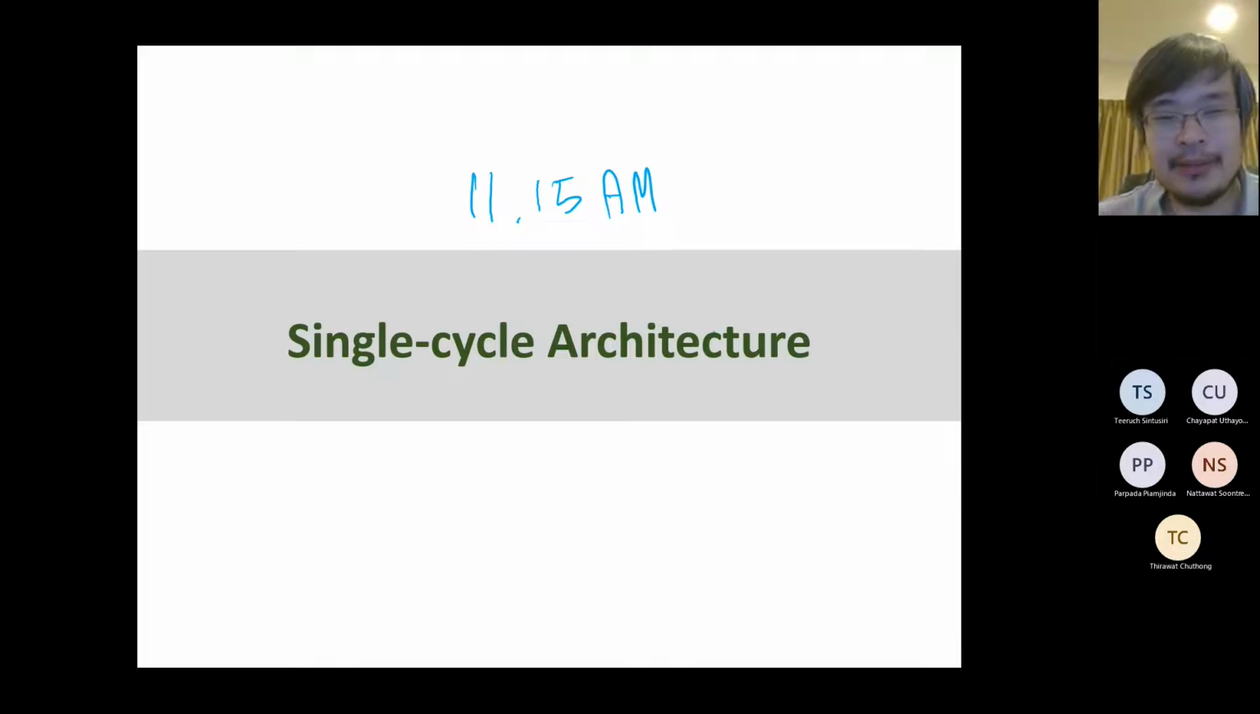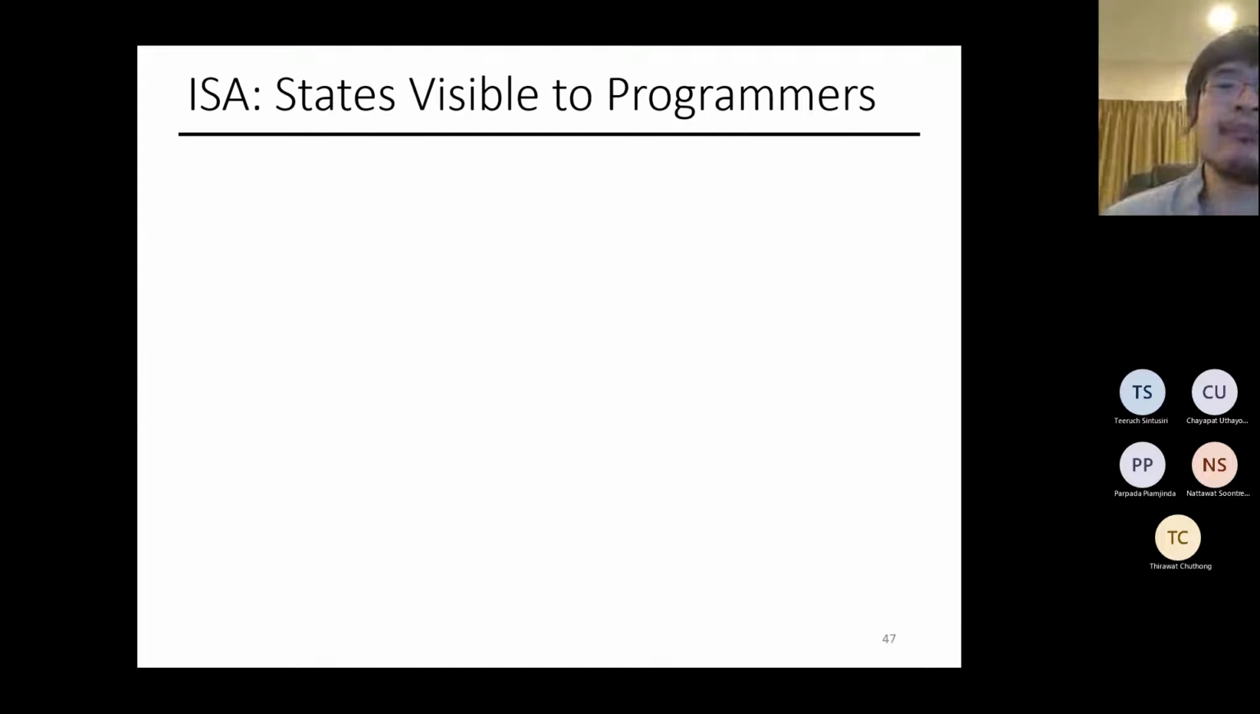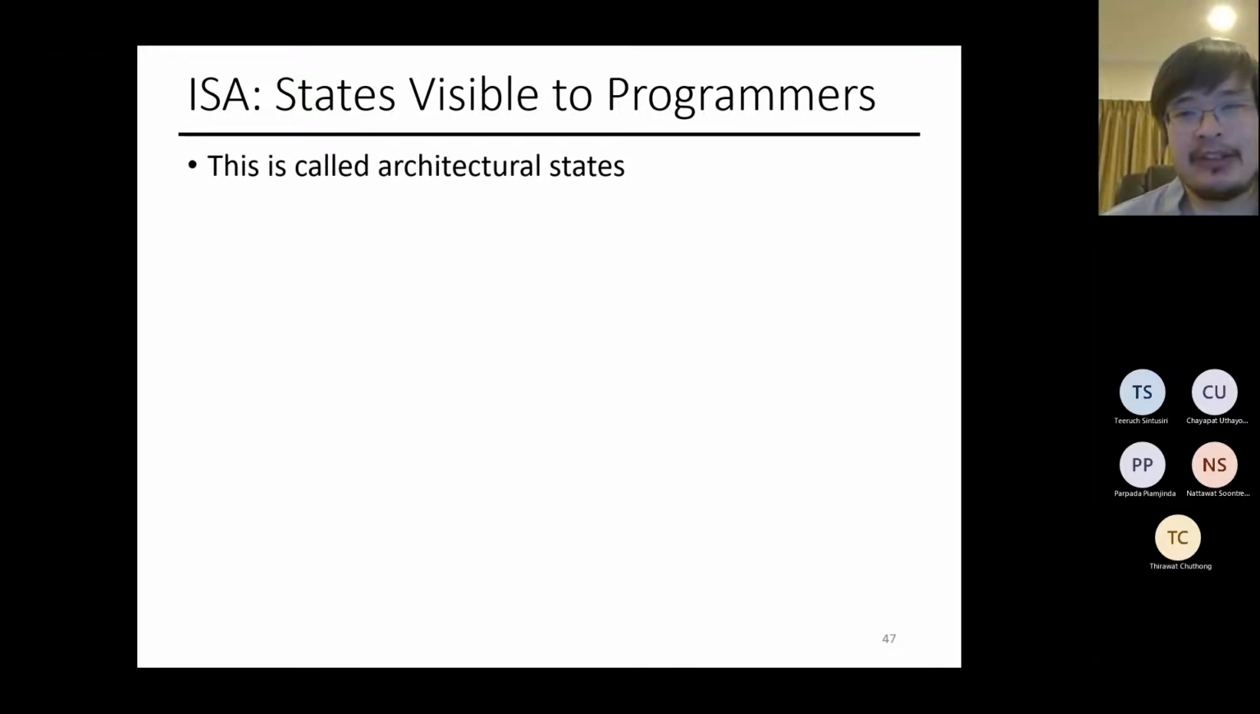All right, so now welcome to the last part of this lecture. We're now going to the concept called the single cycle architecture. So what is single cycle architecture? Basically, if you look at the ISA, the ISA are what's visible to the programmer. These are the state of the hardware that the programmer can see and they can control. We call this architectural states.